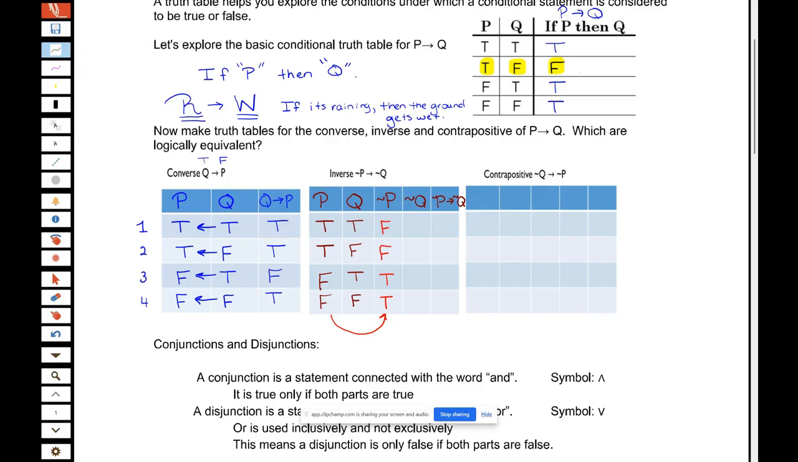The same is true of going from Q to not Q. You just change the signs. If Q is true, not Q is false. So I'm just switching the signs.